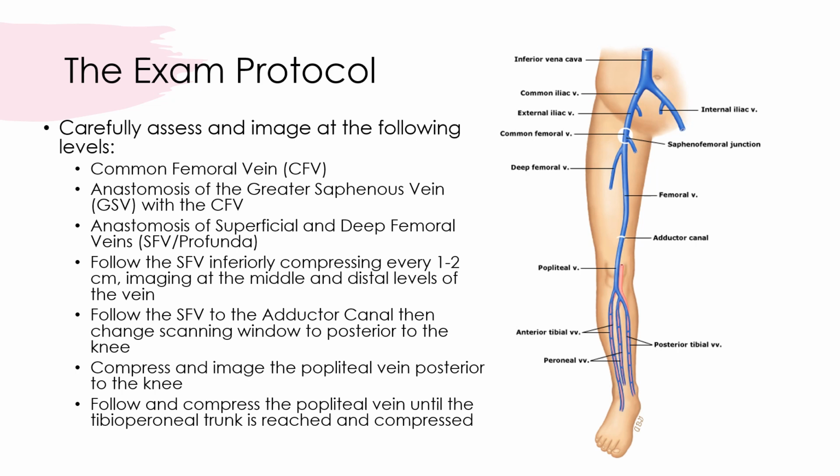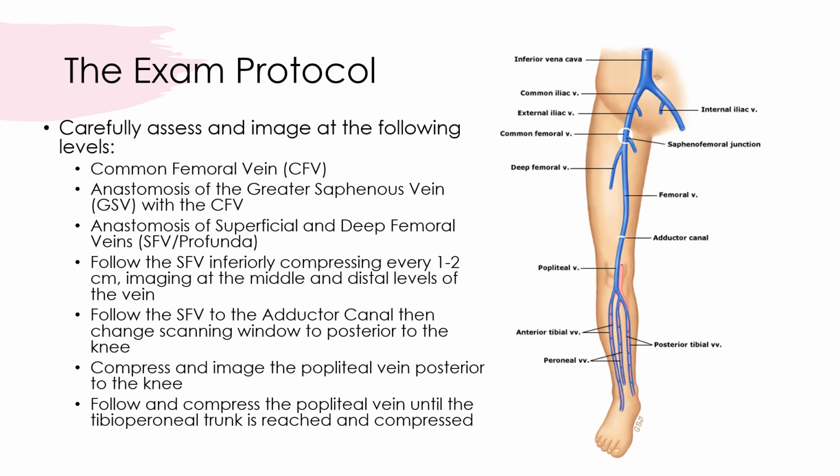So, during the more thorough exam protocol, you're going to carefully assess an image at each of the following levels. You're going to start at the common femoral vein with compression. You're going to identify the greater saphenous vein anastomosing with the common femoral, and assess that area with compression. Then you're going to follow it down, and you're going to continue compressions every 1 to 2 centimeters until you reach the anastomosis of the superficial and deep femoral veins, and you're going to image at that area.